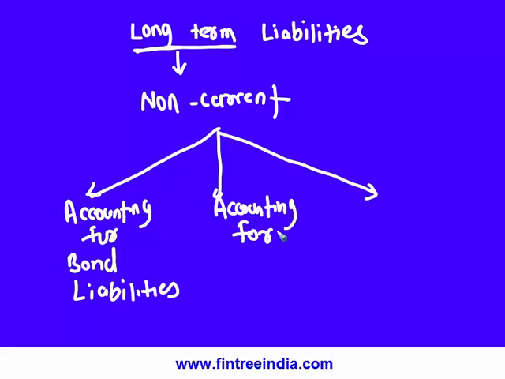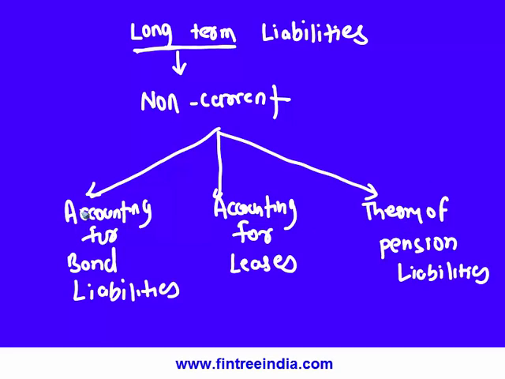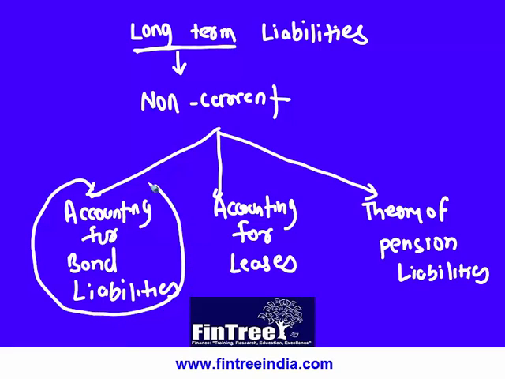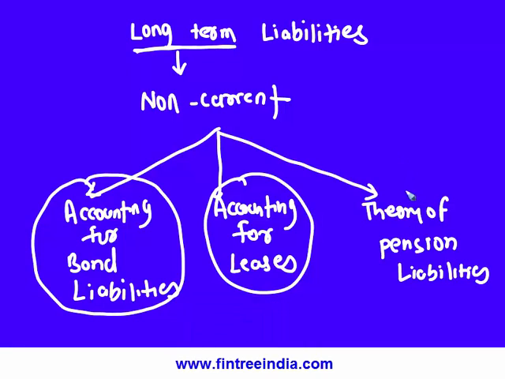Second part, accounting for leases. So when you lease an asset, how do you account for that particular transaction in the books of account is accounting for leases. And in the last part, which is theory of pension liabilities. For level 1 exams, we have to look at how to perform accounting for the first 2 areas, bond liabilities and leases. For the pension liability, we would be learning the accounting at CFA level 2. As long as level 1 is concerned, you just have to understand the economics in terms of how it works and how liabilities are recognized.